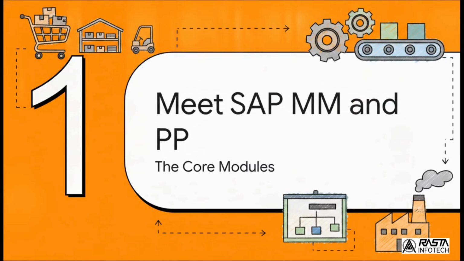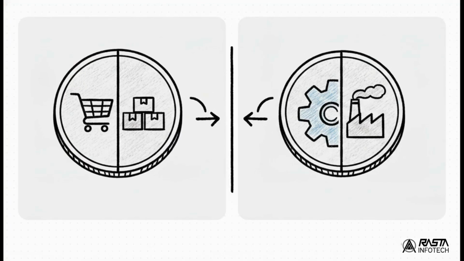Section 1, Meet SAP MM-PP. So, we have two distinct but highly dependent modules here. On the left, SAP MM, which stands for Materials Management. Think of MM as your ultimate gatekeeper for resources. It manages procurement, handles inventory, and tracks the material flow coming into your business. Then on the right, we have SAP PP, or Production Planning. This is the engine room. It focuses entirely on planning, scheduling, and controlling the actual production process.